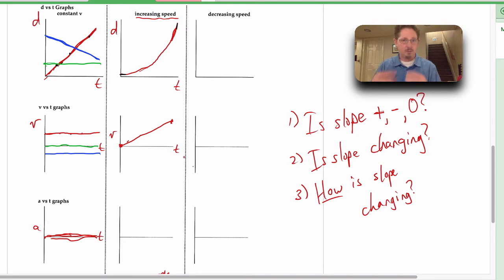There are some speeding up motions where the rate of change itself is speeding up, but you're not going to see that all that often. And so this helps us understand most of what we see in everyday life.